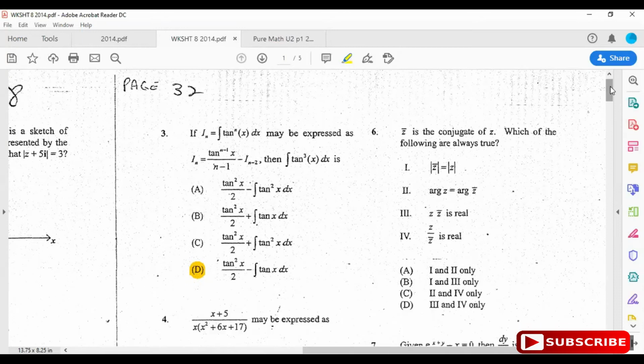Question 6. It says that z bar, some people would say the bar comes before the z, and so let's read it as bar z. Bar z is the conjugate of z. Which of the following are true? That means the length of the complex number z should be equal to the length of the complex number conjugate.